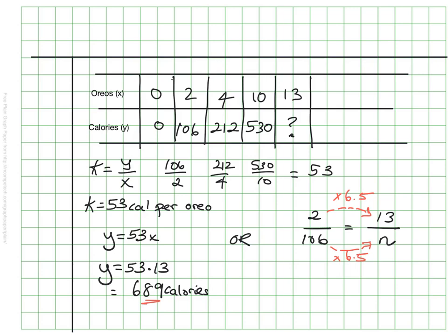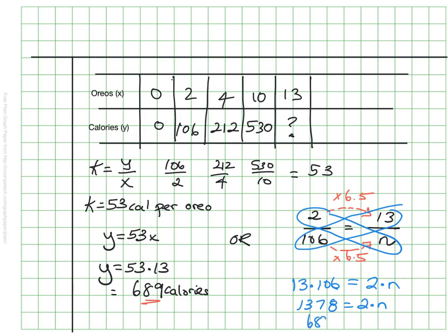Or I could also use that butterfly method and say, I know that this product of 13 times 106 has to be the same thing as the product of 2 times my mystery number. And once I punch that in, I find out that this side is 1,378. This side was 2 times something. So I think, what times 2 makes 1,378? So I divide and find, it's 689. Same answer, a different way.